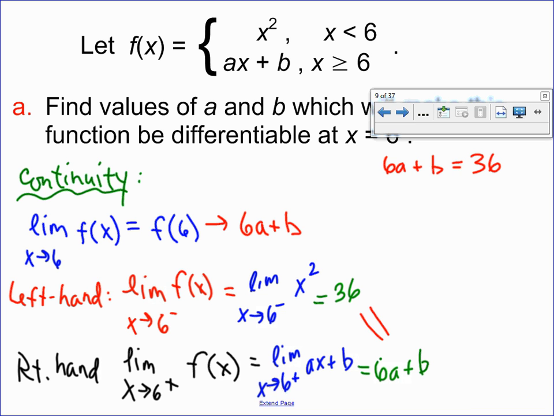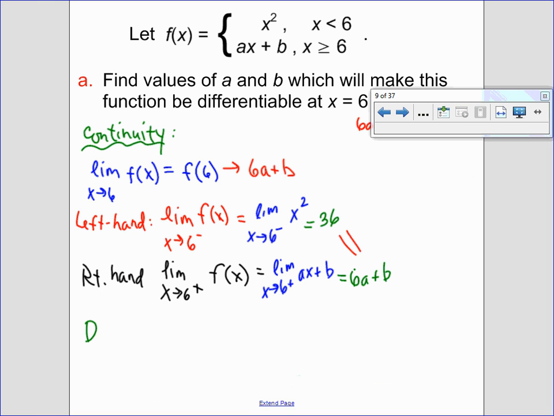So first requirement, continuity, left-hand limit must equal the right-hand limit. That gives us one constraint. Yes? Okay. Second requirement, differentiability. We need the left-hand slope to equal the right-hand slope. This will generate a second equation, or a second constraint. So here we go. What's my left-hand slope?